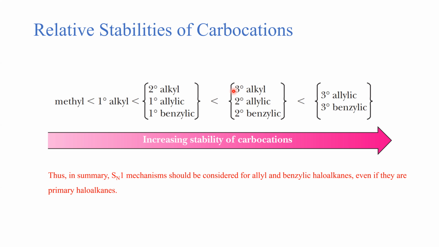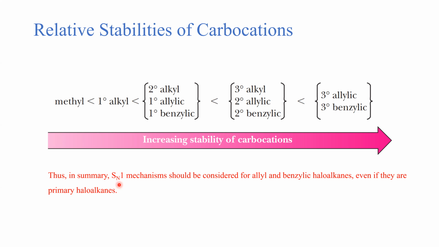And then the tertiary alkyl is equally stable as the secondary allylic and the secondary benzylic, and they are far more stable as compared to these ones. Then the most extreme case of carbocation stability is the tertiary allylic and the tertiary benzylic one. So this pink arrow shows you the direction in which we are moving towards increased stability of the carbocation.